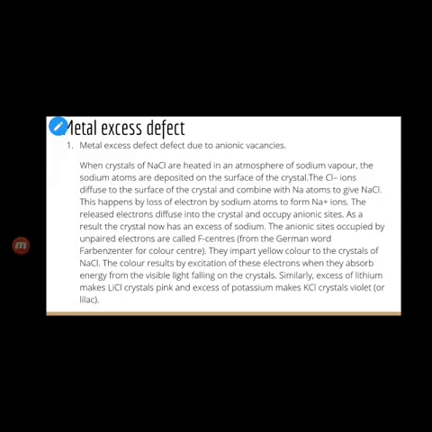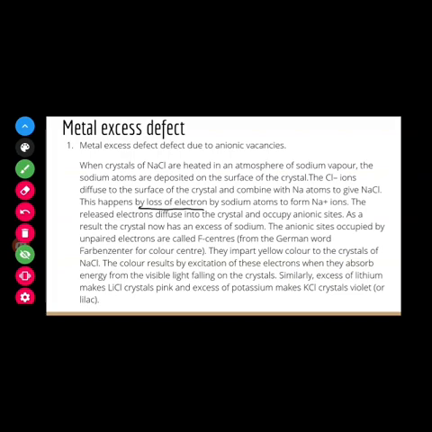When crystals of NaCl are heated in the atmosphere of sodium vapor, sodium atoms are deposited on the surface of the crystal. The Cl minus ions diffuse to the surface of the crystal and combine with sodium atoms to give NaCl. This happens by loss of electron to form Na plus ions. The released electron diffuses into the crystal and occupies anionic sites. As a result, the crystal now has excess of sodium. The anionic sites occupied by unpaired electrons are called F centers.